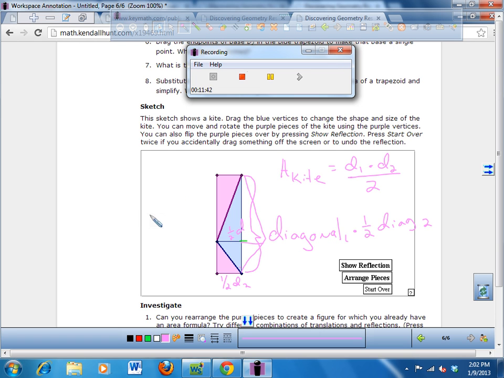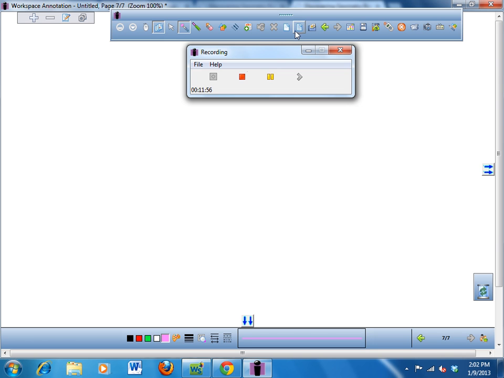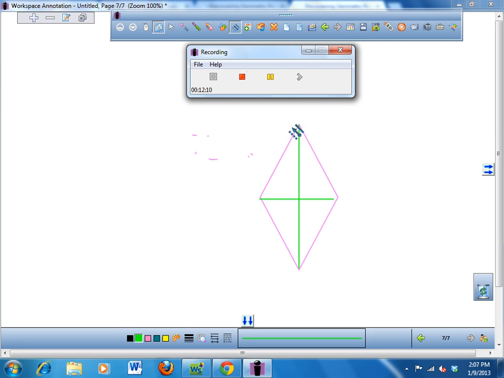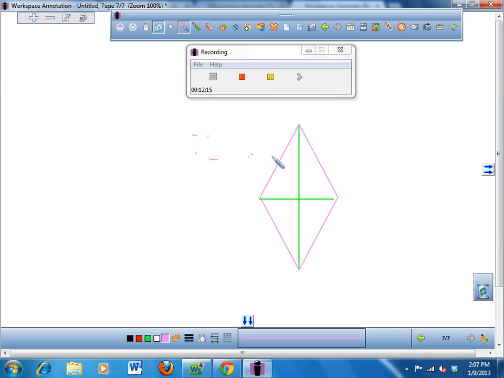Is diagonal 2 from that point to that point? No, I'll do an example. I'm just going to show you a kite. Let's see if I can make one with my tools. What's special in a kite is that 2 of the sides next to each other are congruent, and the other 2 sides are congruent as well, but those are not necessarily congruent to each other. So the definition of a kite is these 2 sides are congruent and those 2 adjacent sides are congruent.